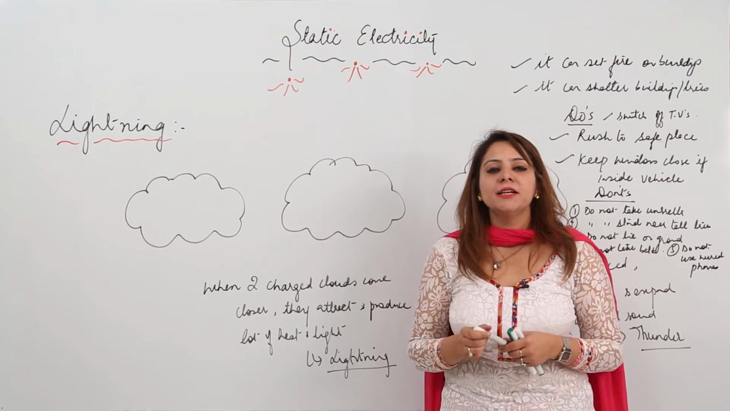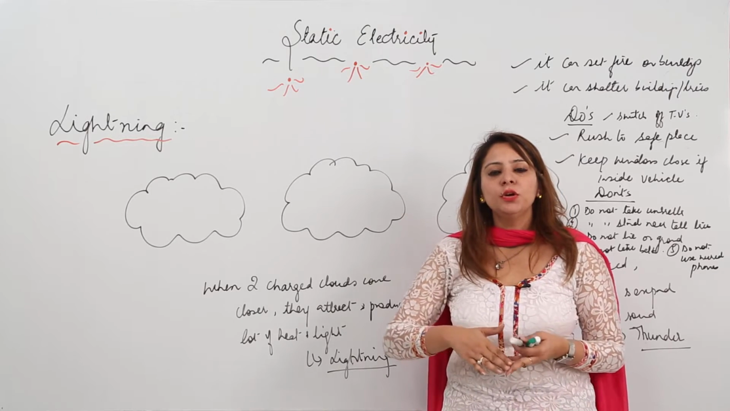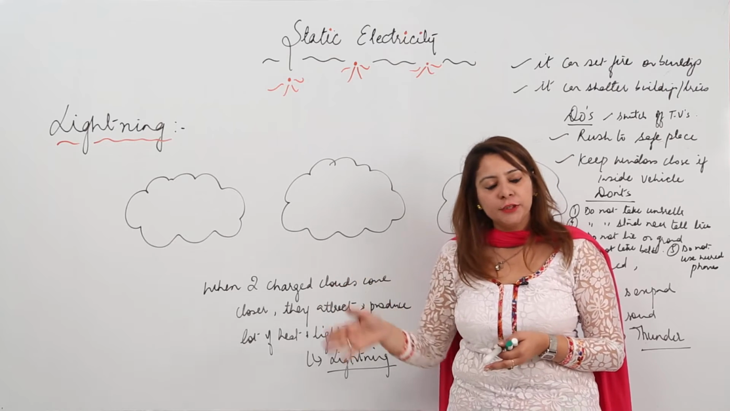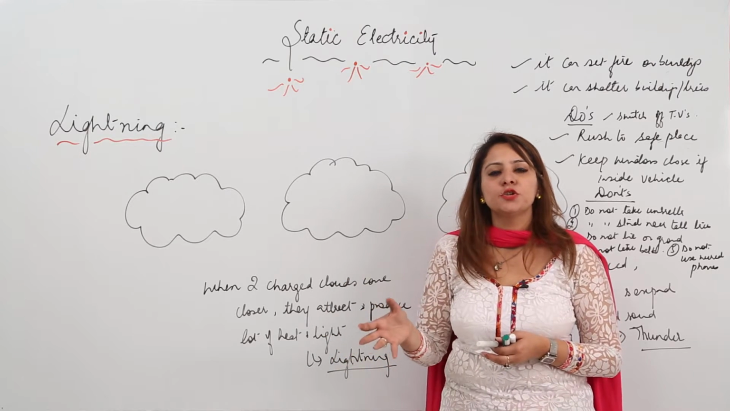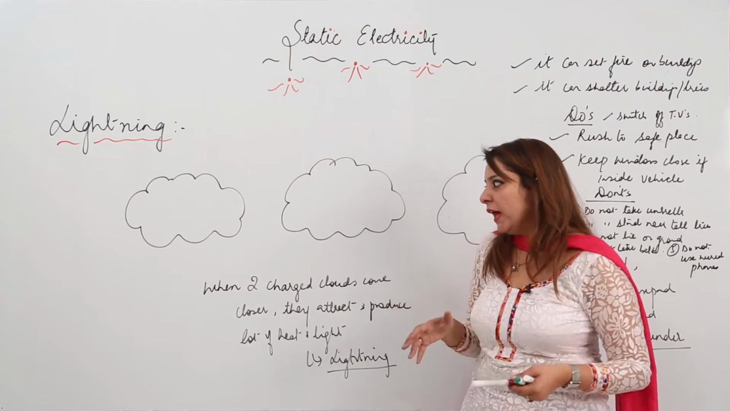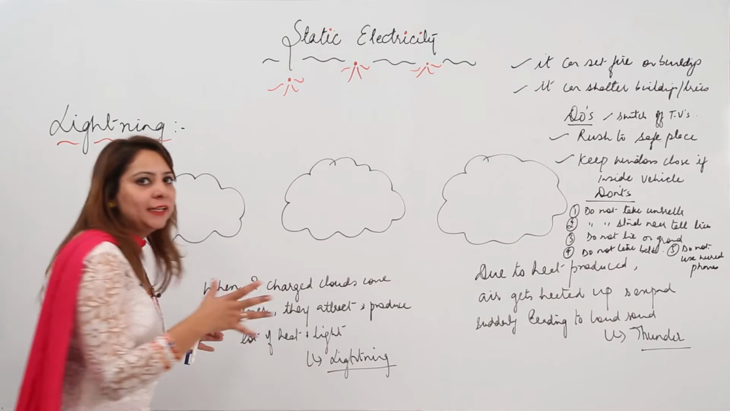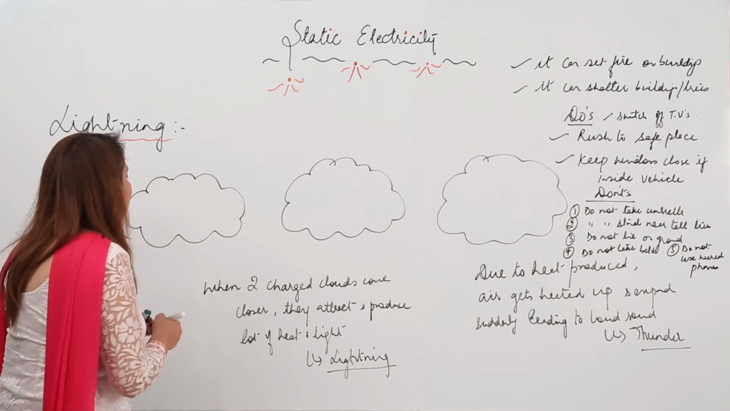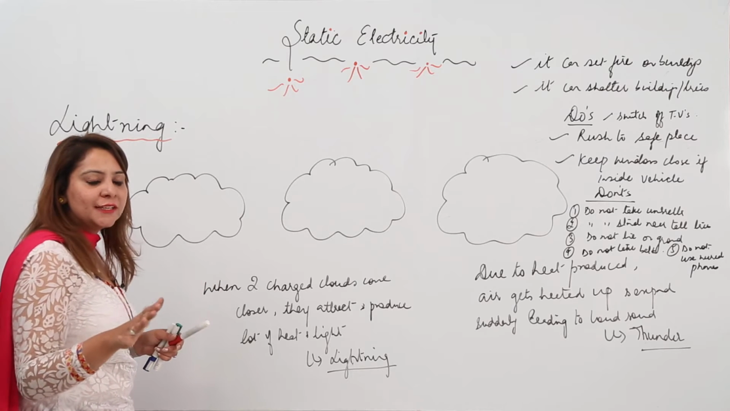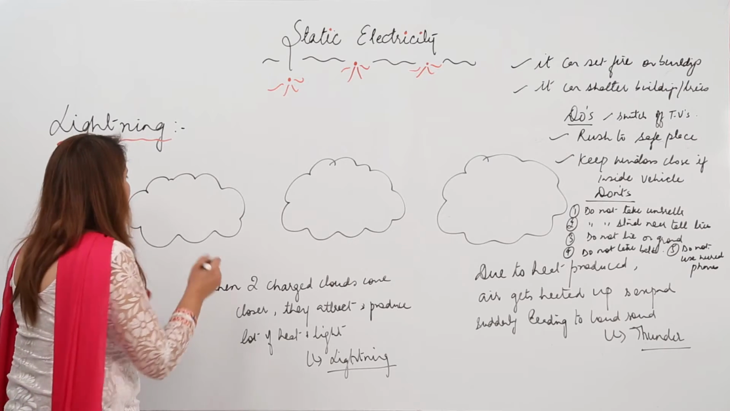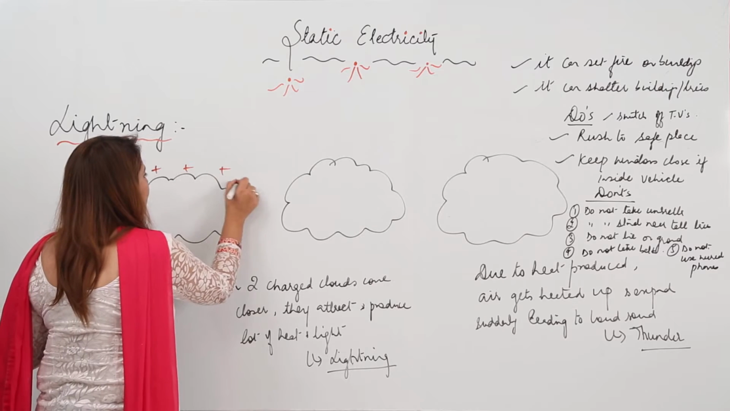Now we are going to start with lightning. Benjamin Franklin actually proved that whenever there is a thunderstorm, the clouds get charged. So how are lightning and thundering caused? We are going to study that. It has been confirmed that during the thunderstorm, the clouds get charged. Let's say this cloud is positively charged.